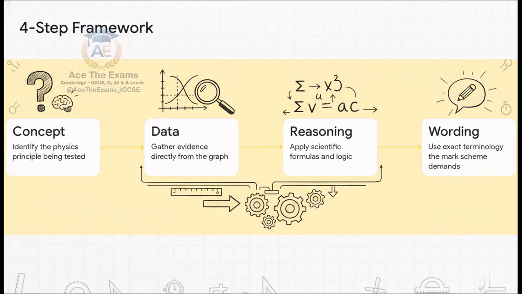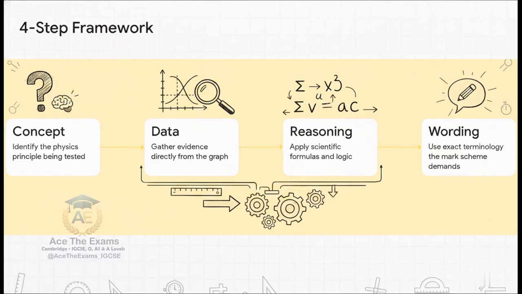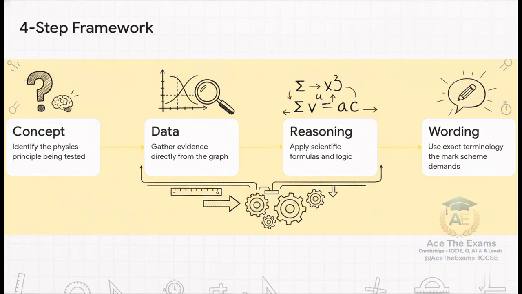Step 3 is where you apply scientific reasoning. You need to connect the data to the concept using your physics formulas. And finally, step 4, use examiner wording. Package your answer using the precise terminology that the mark scheme demands. This 4-step method forces you to slow down, analyze the specific situation in front of you, and construct an airtight answer that examiners absolutely love to grade.